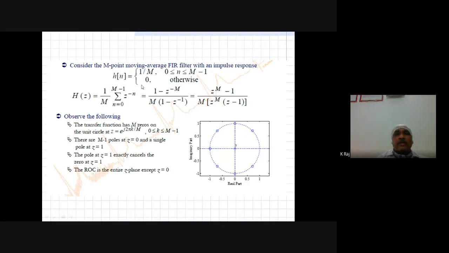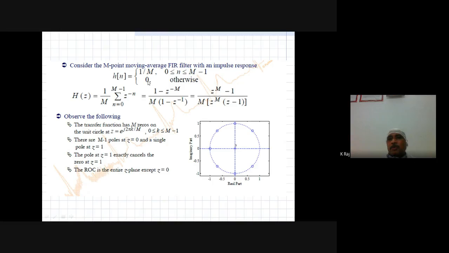So if we consider here the M point moving average FIR filter with an impulse response, say h(n), equal to 1 by M when n lies between 0 to M minus 1, otherwise it becomes 0. So the impulse response of the filter exists only when n lies between 0 and M minus 1. That is, for the length of the filter, 0 to M minus 1, the impulse response h(n) is 1 by M, otherwise it becomes 0.